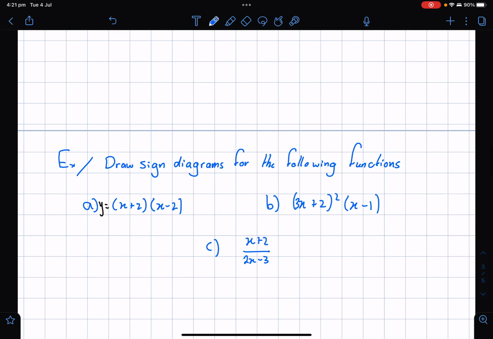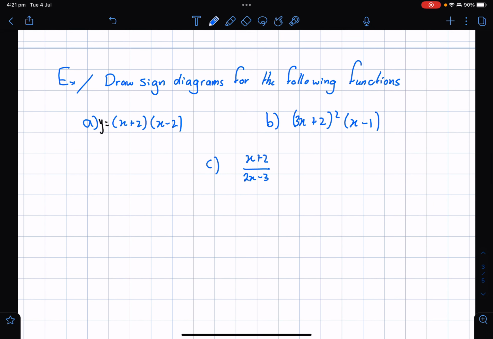So we've got some examples here. Let's have a look at A to start with. What we need is to find our key points. So I've got x + 2 and x - 2. Now, when x + 2 = 0, x = -2. And when x - 2 = 0, x = 2. So they're my key points on my sign diagram, -2 and 2.